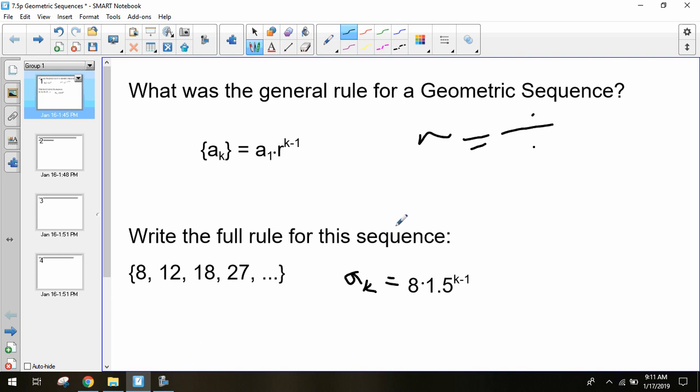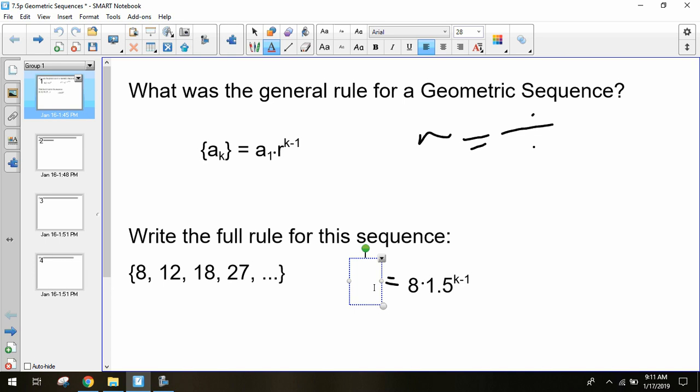With this problem, we're not solving for anything, we're just looking for that rule. Sorry, I'm going to erase that because it looks terrible. This was a sub k.